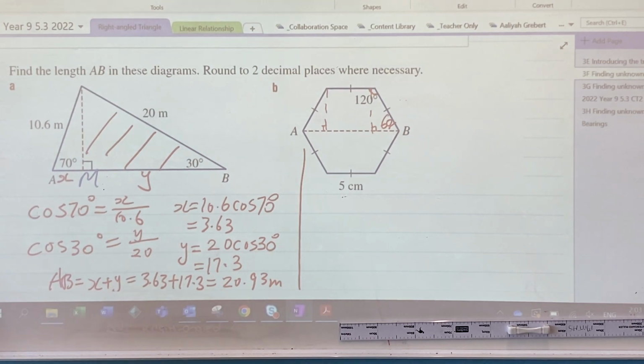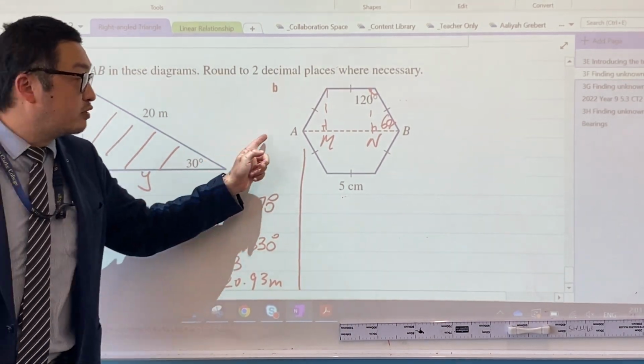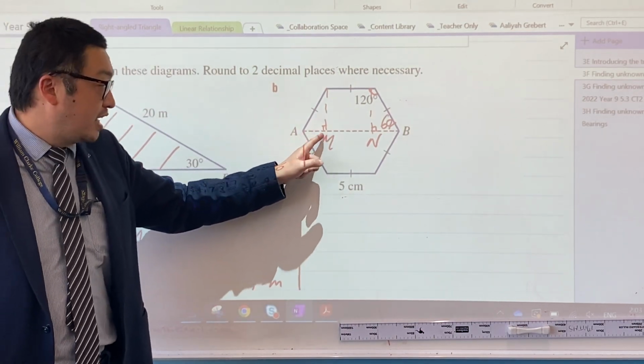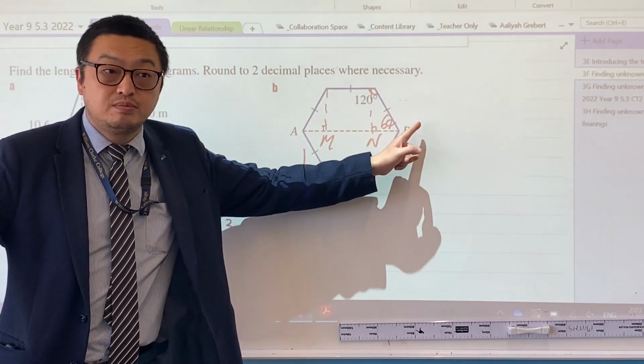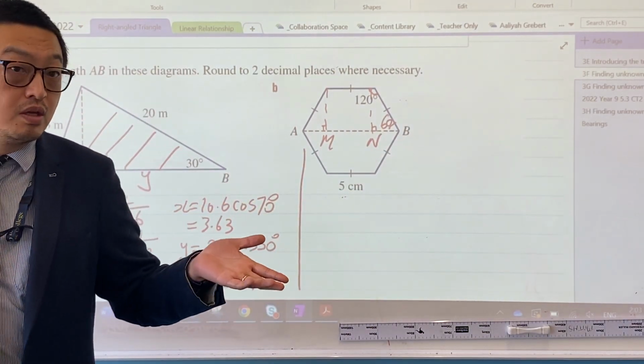Let's call that M. Keep reminding yourself what I'm supposed to find. I'm supposed to find AB, right? Now AB is AM plus MN plus MB. That's how we should be posting all this information, right?